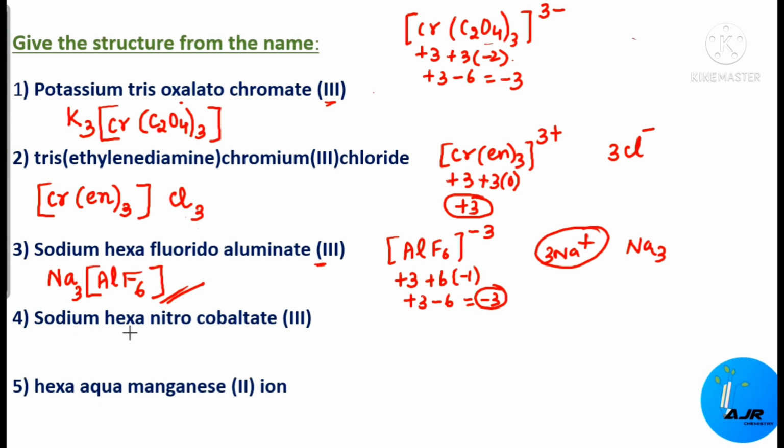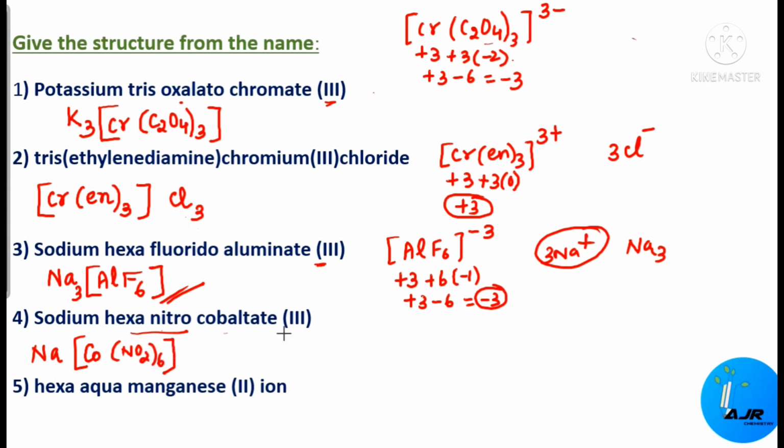Next comes sodium hexanitrocobaltate. How will you write this? Sodium means Na directly. Then you start the complex. Cobaltate. Hexanitro is the ligand. Cobaltate means it's an anionic complex. So cobalt, then hexanitro. What is nitro? NO2, hexa. Okay, so we have written it.